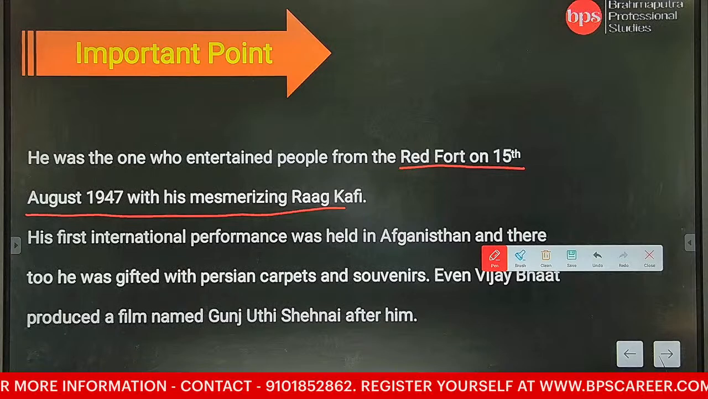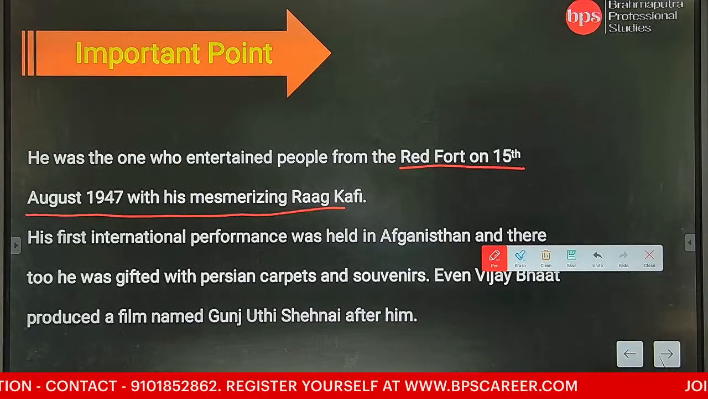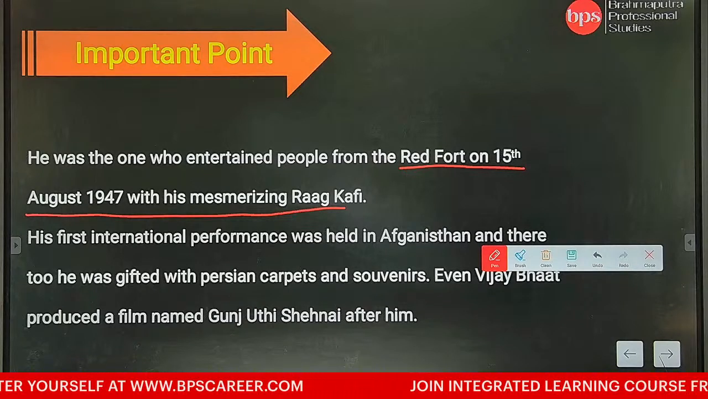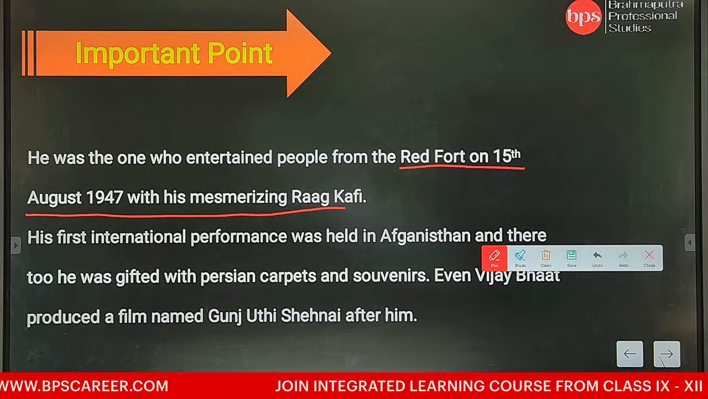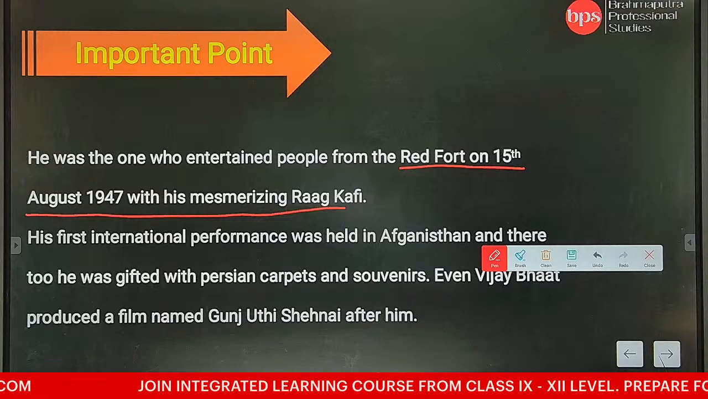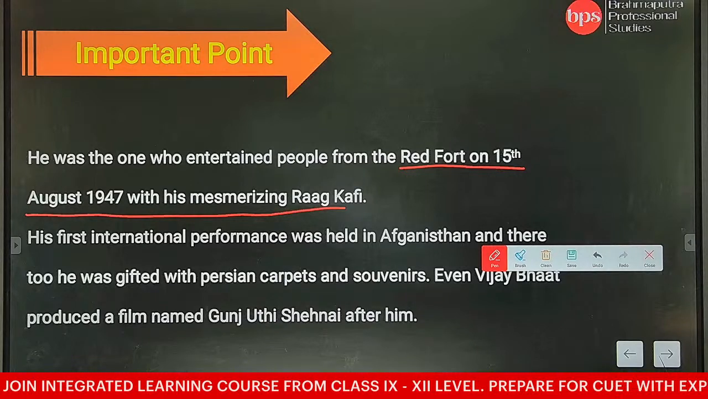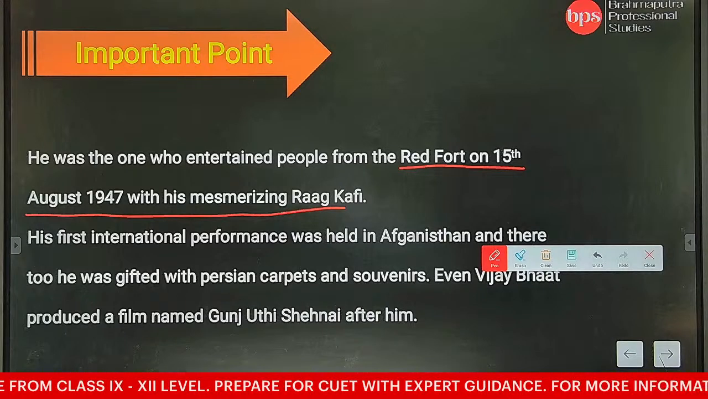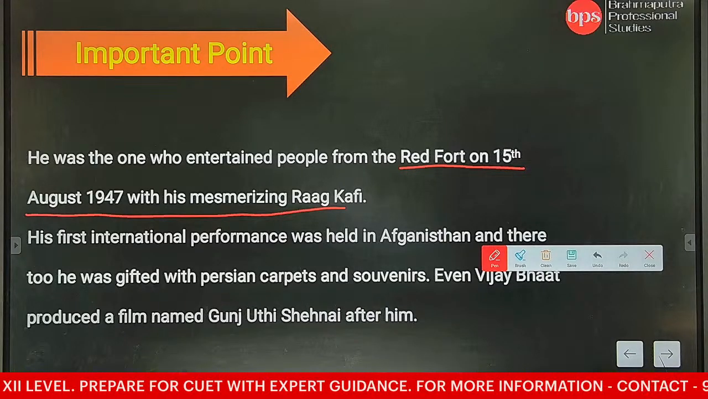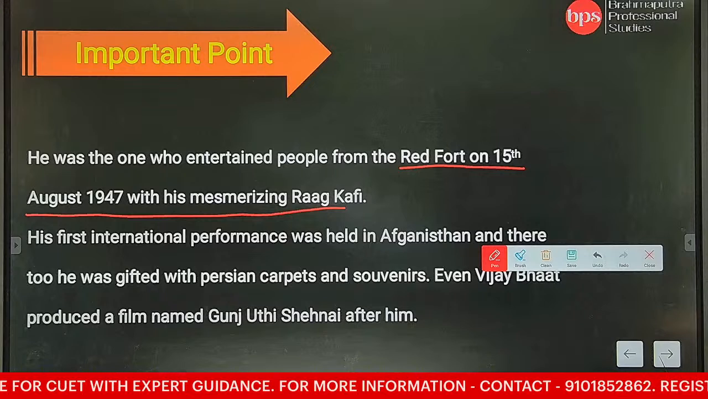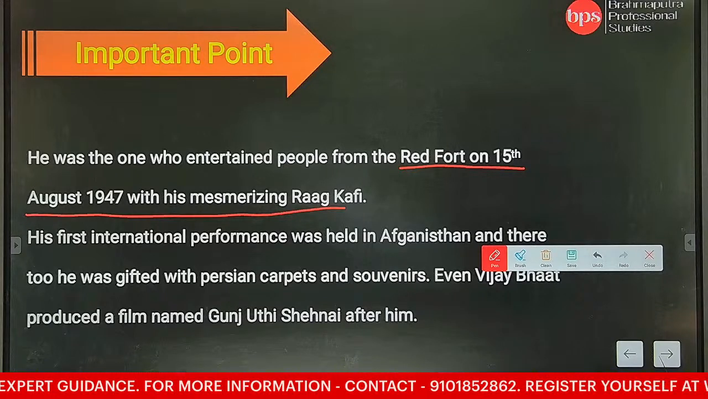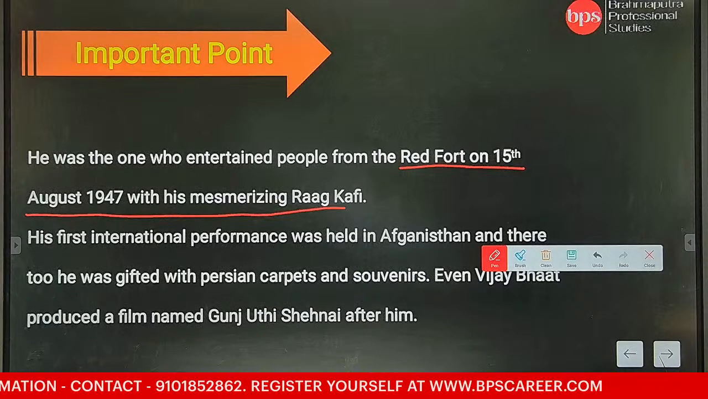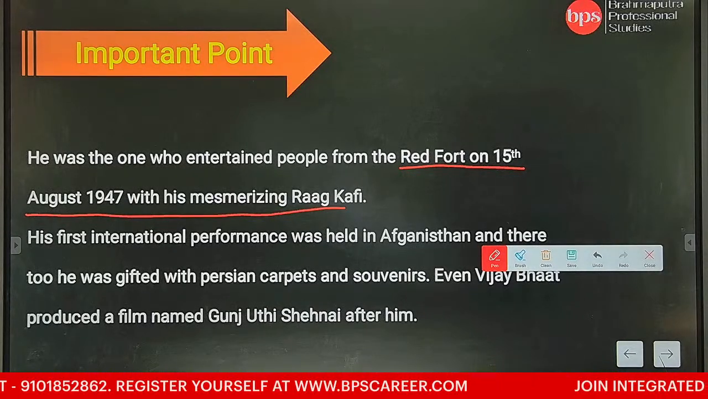Now see this question. He was the only one who entertained millions of people from Red Fort on the special day, when we became independent. So that is a special day, that is 15th August 1947. And which rag he played is very important. So which rag was it? Rag Kafi. Okay.